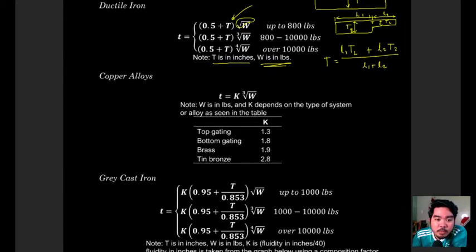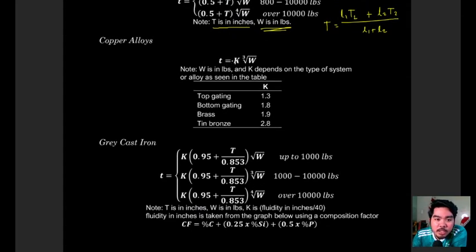Okay? Then we have copper alloys. For copper alloys, the pouring temperature Tp is just equal to the fluidity factor multiplied by the cube root of the weight. Again, weight is in pounds. K will depend on the type of system or alloy that we are using. So here is a table. We have top gating, bottom gating, and we have a brass alloy or a thin bronze alloy. If it's pure copper, we only use this one. But if you use an alloy like brass or bronze, then we can use these two values here.